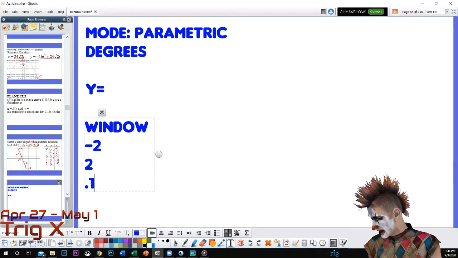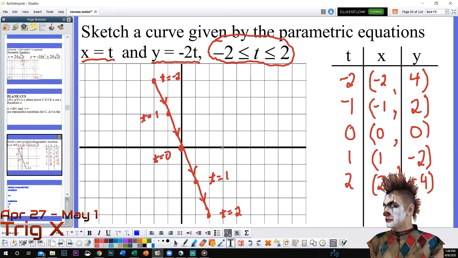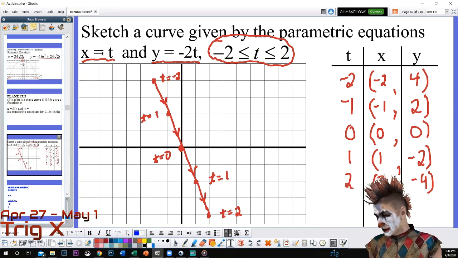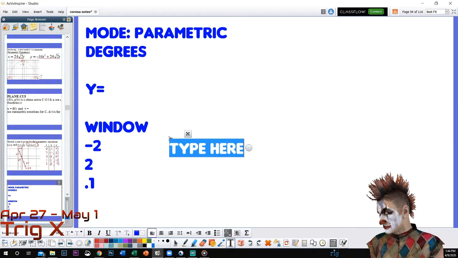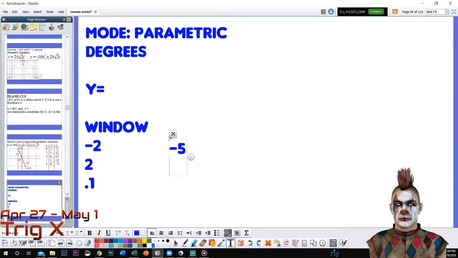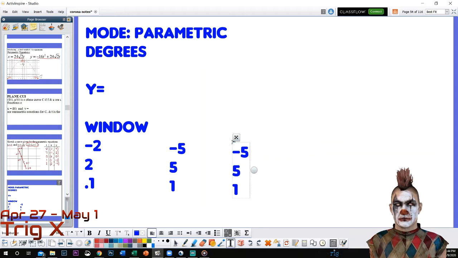Alright, now for x, we can kind of cheat now because we already know what the x values were. They went between -2 and 2, which was easy to see. So if you want to, for your x minimum, you can go between -2 and 2. Honestly, I would just do a nice little generic -5, 5, and then count by ones for your x scale. Alright, for your y's, I would go -5, 5, and 1.